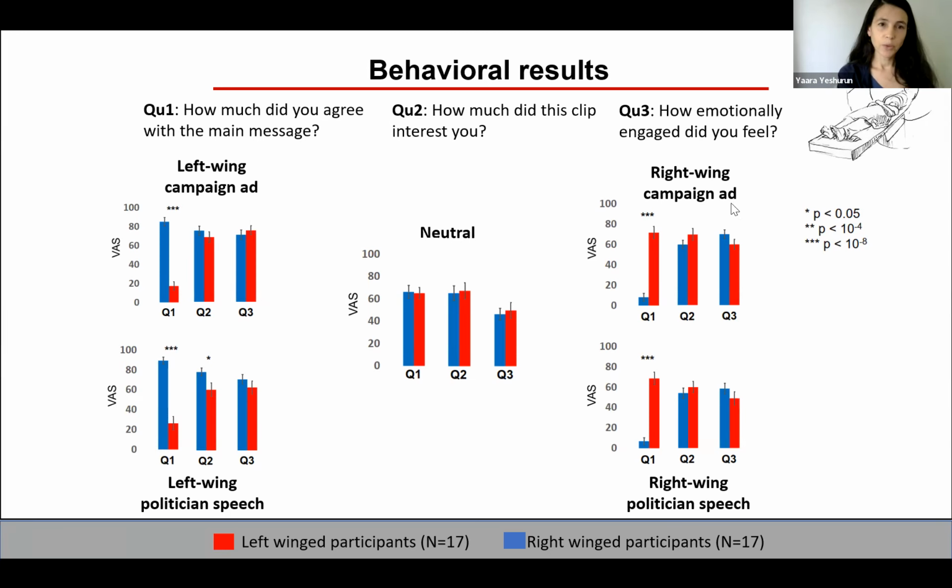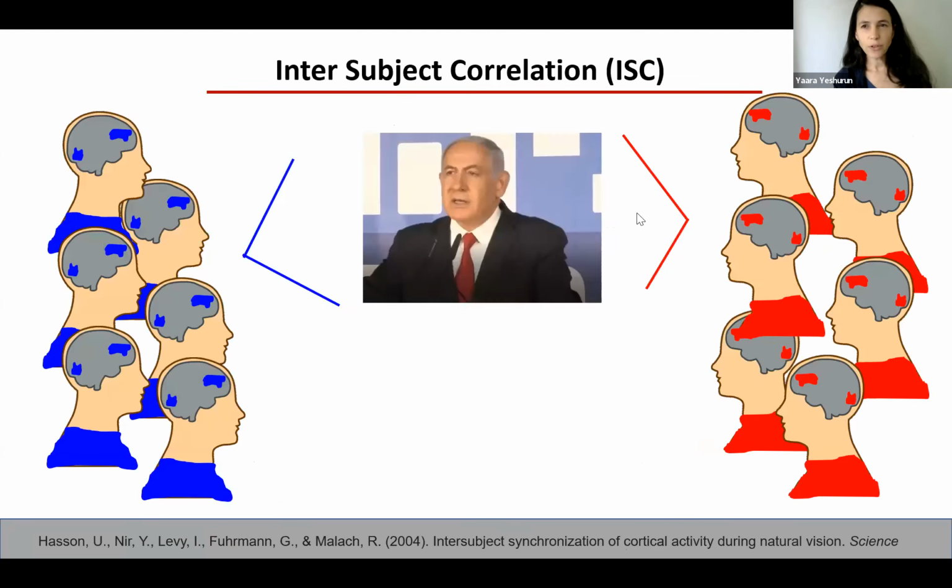Okay, so to test for similarities and differences in the brain response of participants while they were watching the movie clips, we used intersubject correlation, which is a method that was developed by Uri Hassan when he did his PhD in Rafi Malach's lab almost 20 years ago.